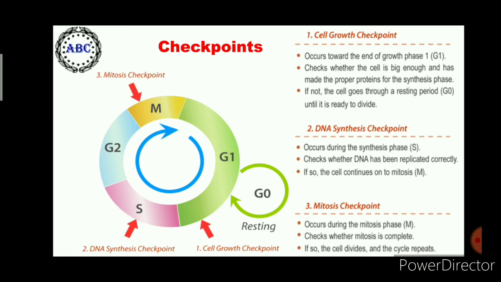The second checkpoint is the DNA synthesis checkpoint. It occurs during the synthesis phase. It checks whether DNA has been replicated correctly. If so, the cell continues on to the mitosis phase. And the third checkpoint, the mitosis checkpoint, occurs during the mitosis phase, and it checks whether mitosis is complete. If so, the cell divides and the cycle repeats again.